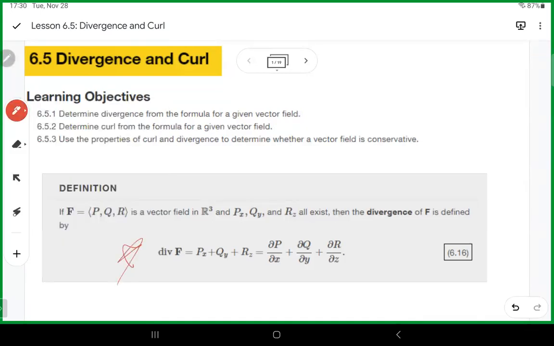So you have a nice definition there. We're gonna talk about divergence and curl, and you can see our learning objectives and the first definition.